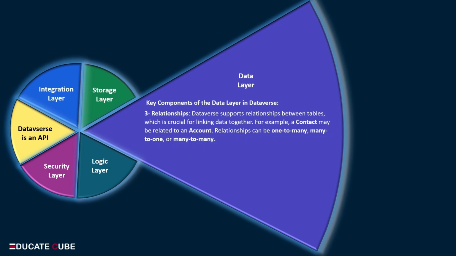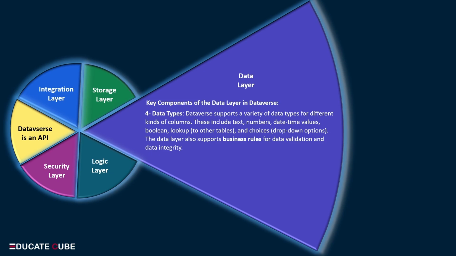Third are relationships. Dataverse supports relationships between tables, which is crucial for linking data together. For example, a contact may be related to an account. Okay, a relationship can be one to many, many to one, or many to many. Fourth is data types. Dataverse supports a variety of data types for different kinds of columns. These include text, numbers, date and time values, Boolean, lookup to other tables, and choices, or drop-down options. The data layer also supports business rules for data validation and data integrity.